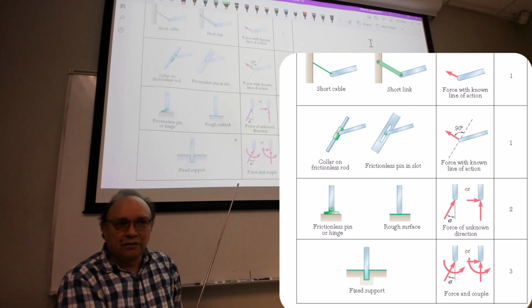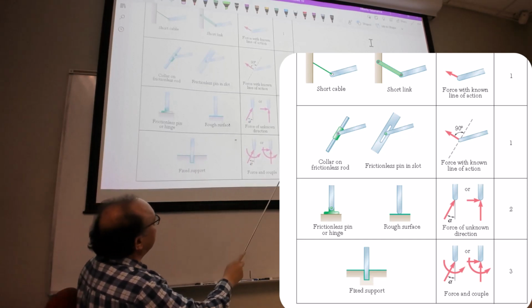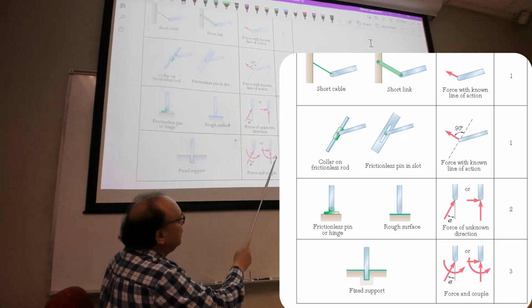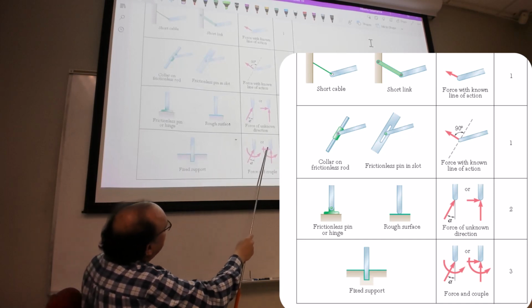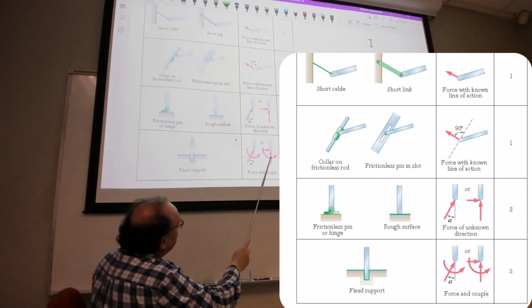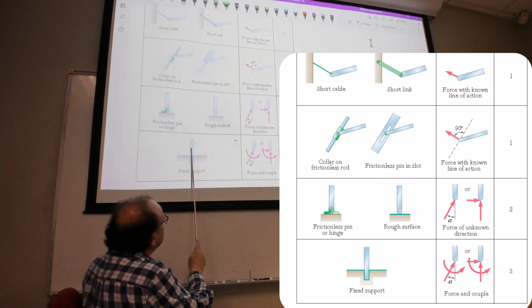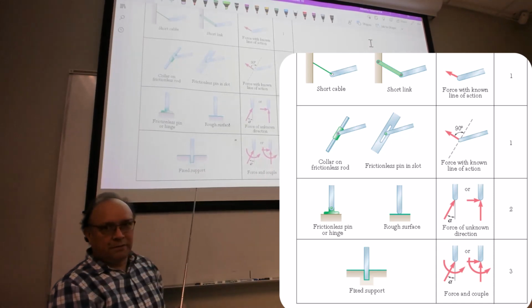So this kind of support you replace by these three unknowns, and your work in the analysis of the equilibrium will be to find these forces that guarantee that this thing doesn't move in any direction. Right?